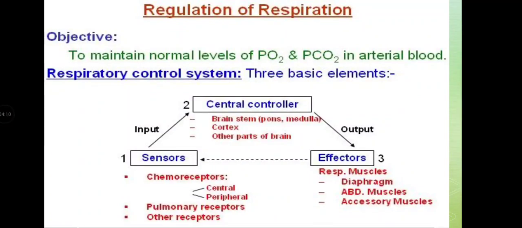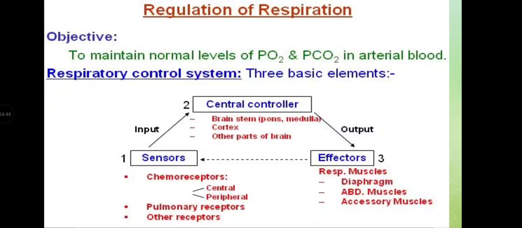Then the medulla contains 2 groups of cells, the ventral respiratory group and the dorsal respiratory group. The ventral respiratory group functions to induce expiration. The dorsal respiratory group functions to cause inspiration. And the dorsal respiratory group transmits its output signals via the phrenic nerve and the intercostal nerves.